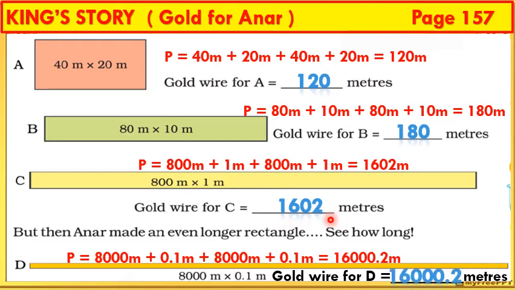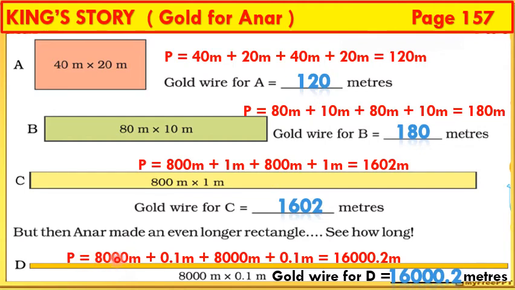Anar was a clever person. He understood that if he reduced the width or breadth and increased the length of the rectangle, he could get even more gold wire. So this time he made a rectangle D of length 8000 meters and width 10 centimeters, that is 0.1 meters, whose area again remained the same. That is 8000 multiplied by 0.1 is 800 square meters. But perimeter increased.